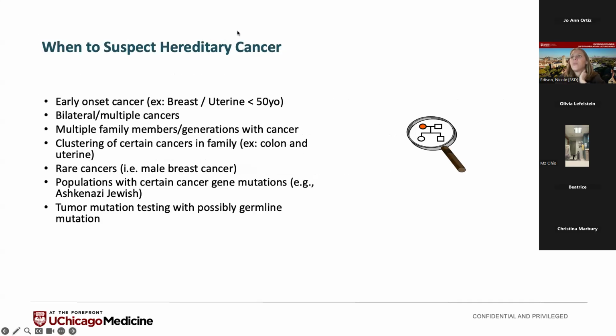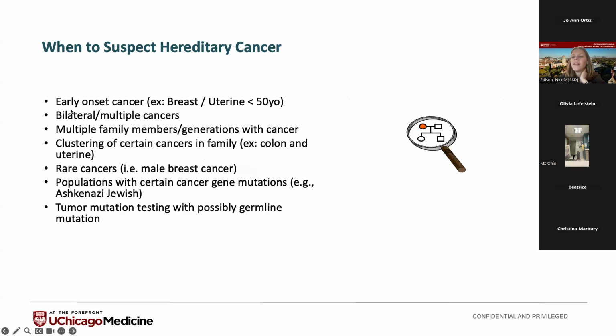So when to suspect a hereditary or inherited cancer if you're talking to a patient? If a patient has an early onset cancer: someone with breast cancer at 70 may not raise our eyebrows, but someone who has breast cancer in their 30s or 40s will. Same with uterine cancer and even colon cancer, at about that same age. Once you're getting under 50, we want to think about whether there could be something else going on here.